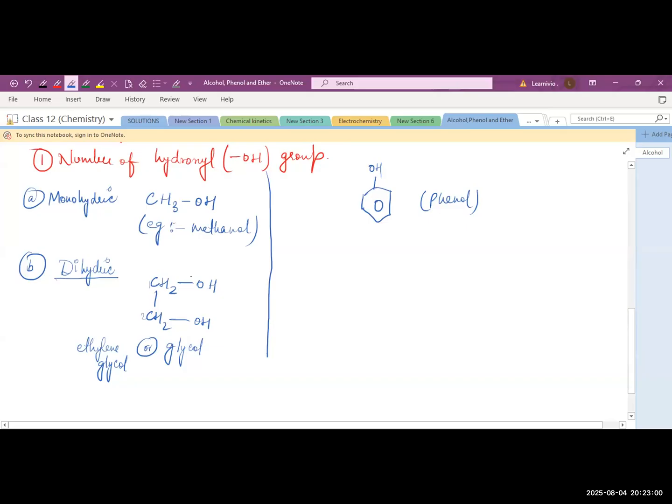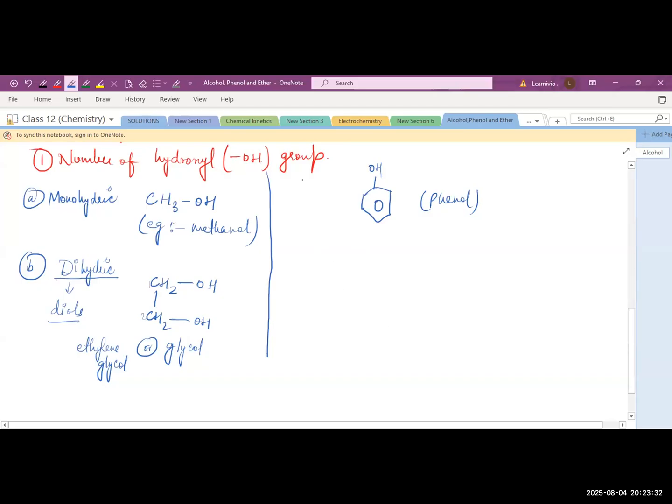So for dihydric, what do we use? Diols. We also call them diols. Dihydric, if they are alcohols, they are known as diols. So how can we write the name of this? Just tell me, what will be its IUPAC name? It'll be ethane-1,2-diol. Yes, very good. Ethane-1,2-diol. Very good.